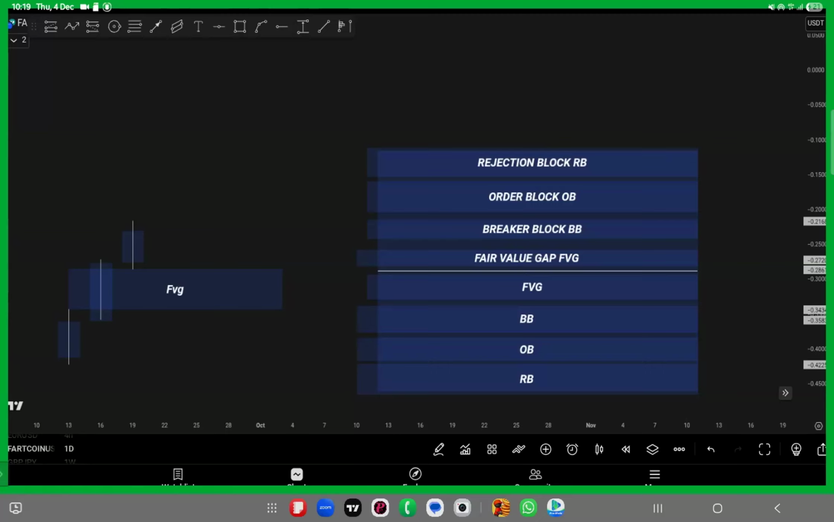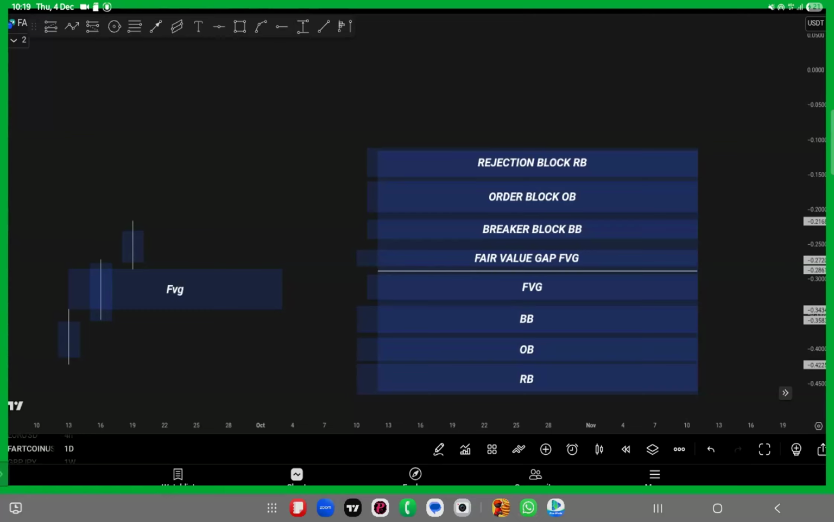So when we talk about an order block, we're basically talking about a particular level in the market where one particular type of order is being filled at a higher volume. Take, for instance, a particular level where buy orders are being filled at a higher volume.